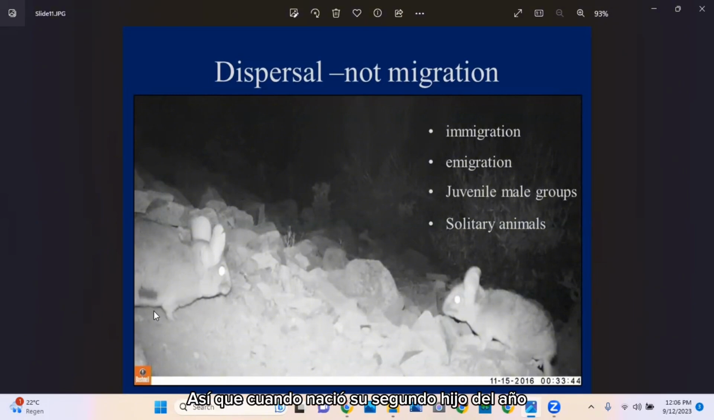So in her second litter of the year, she's lactating, he's nursing, and she's chasing off this one that's about maybe 6 months old, 8 months old. This one's reaching sexual maturity. She needs to get him away from her. She needs to spend all of her resources on taking care of her new offspring. We believe the females stay in their natal colonies.